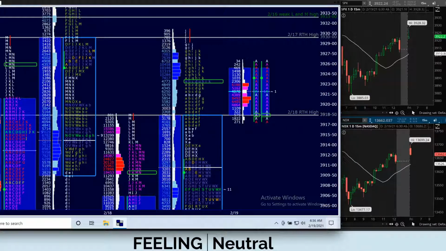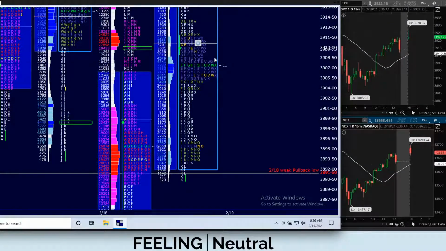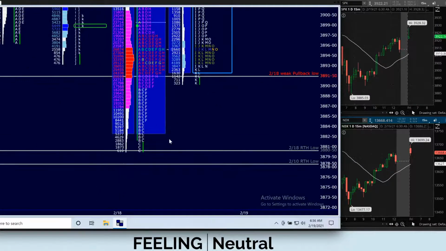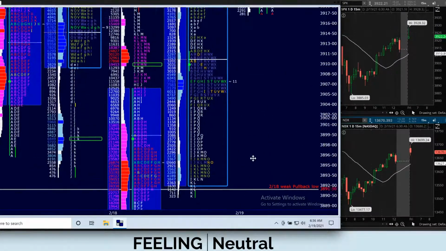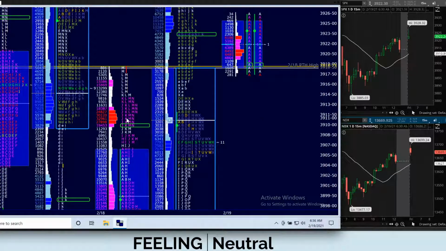Okay, so that's the gap fill. The gap is filled. Now we look for the market to find support. Could be POC from yesterday / overnight, somewhere around this area. Could have to go all the way down to half back. But getting below our closing price yesterday, that would mean we're going to have a continuation to the opposite end of yesterday's balance. So I don't think that's going to happen.